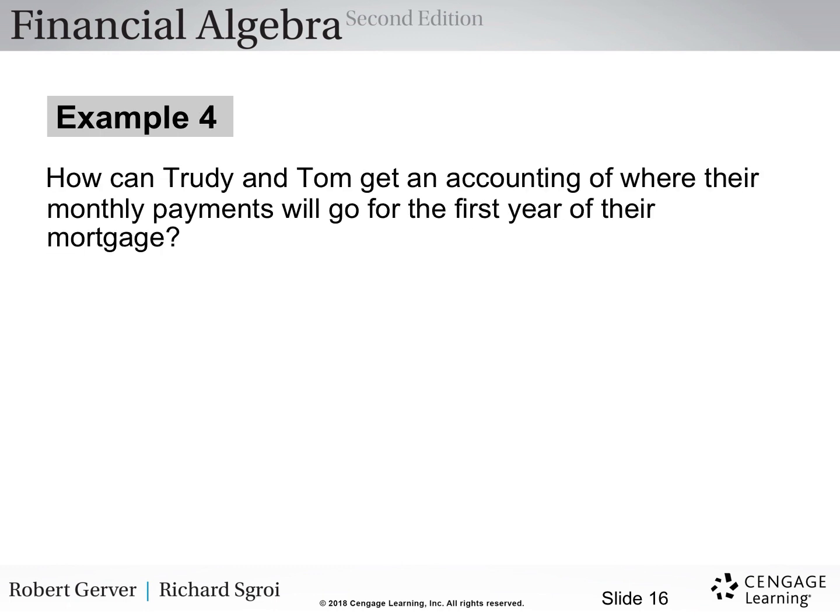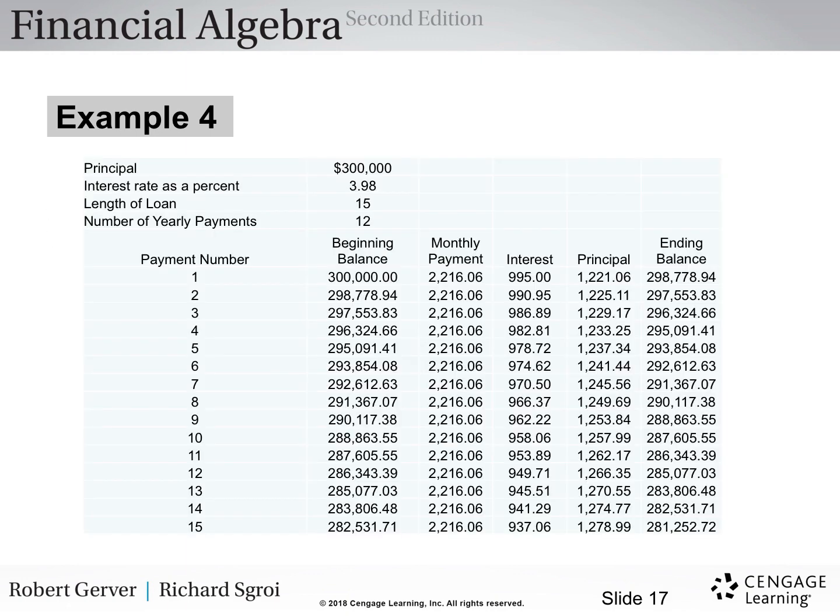So, how can Trudy and Tom get an accounting of where their mortgage payments will go for the first year of their mortgage? They want to know how much of each payment is going to be principal and how much is going to be interest. So basically, they have to create an amortization table. A lot of these you can just get online, but they're going to actually calculate one, knowing the principal, the interest rate, the length of the loan, and the number of yearly payments. In other words, it's paid monthly.